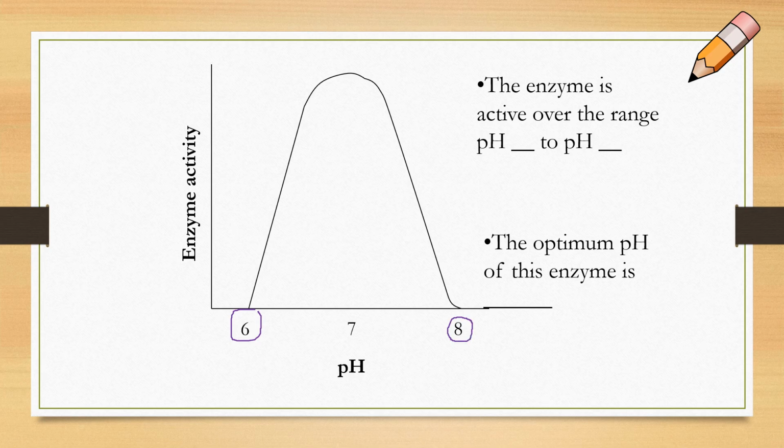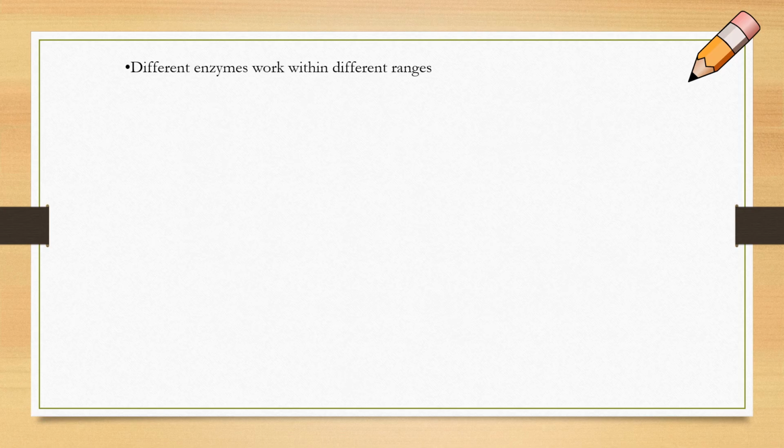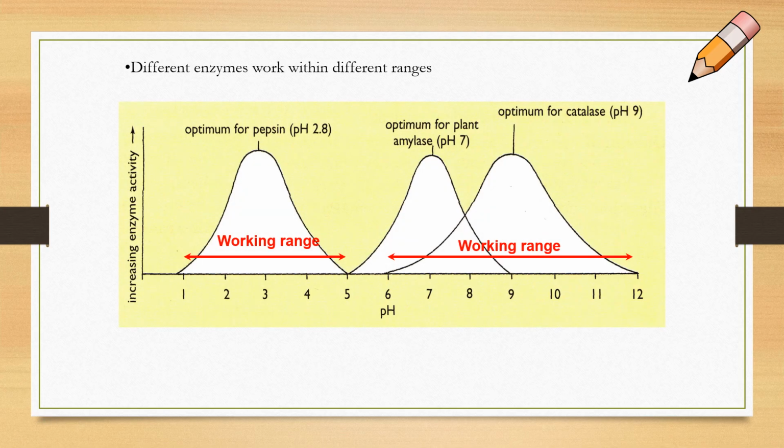To find the optimum pH, it's just like trying to find the optimum temperature. You'd get a ruler and then you would go down. Obviously, I don't have a ruler, so it's a little tricky to make these lines straight, but you'd end up at 7. So the optimum pH of this enzyme, where it is most active, the top of the peak, would be at 7. So we would have 6, 8 and 7. This is specific to a specific enzyme. Different enzymes would have different working ranges and different optimums.